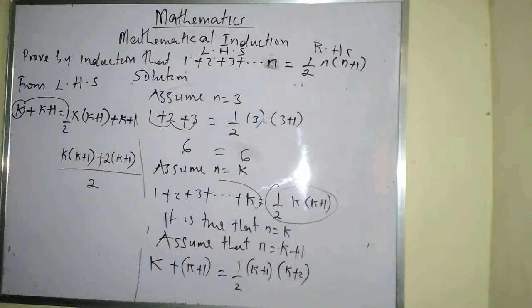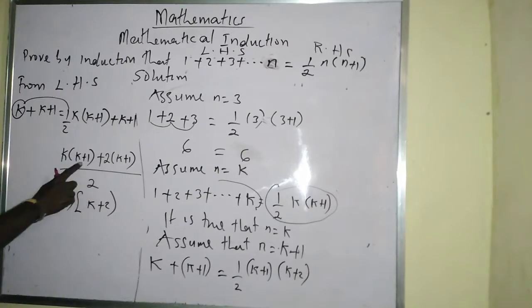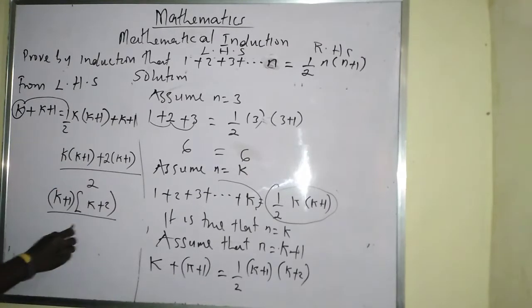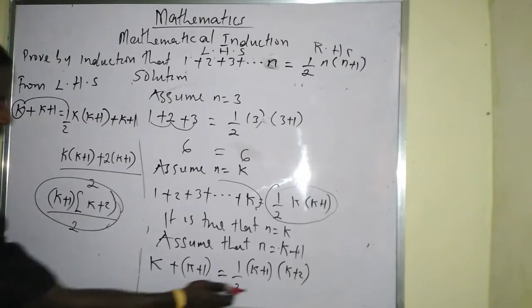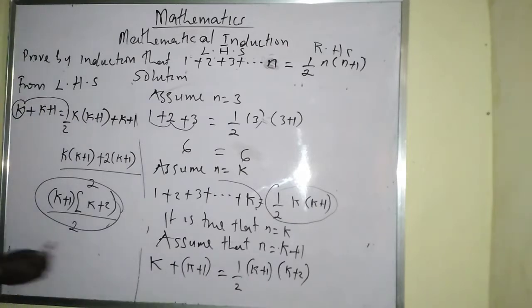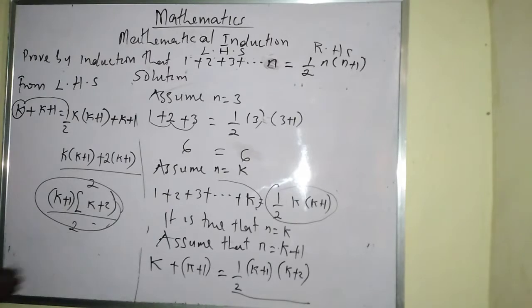Now, at this point, I want to factor out something very good. k plus 1 is common. k plus 1, big bracket of k plus 1, that is k plus 2, all divided by 2. Now, this is just for my LHS. Can it be equal to what I'm having here? Can you see that this is equal to this?